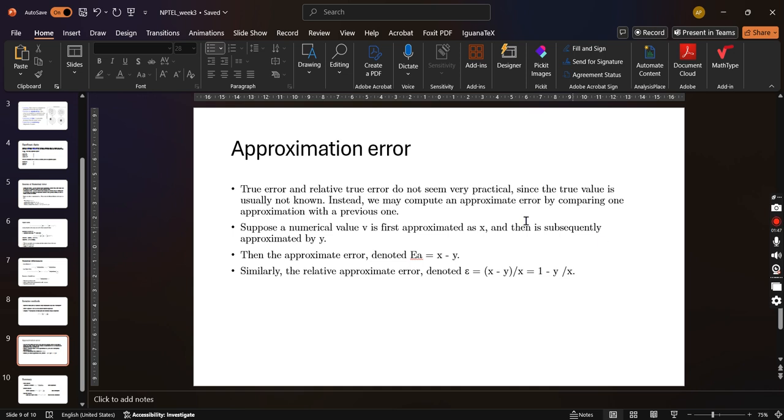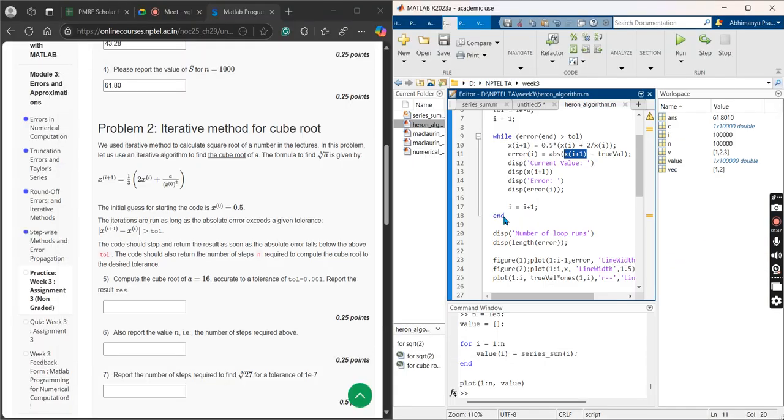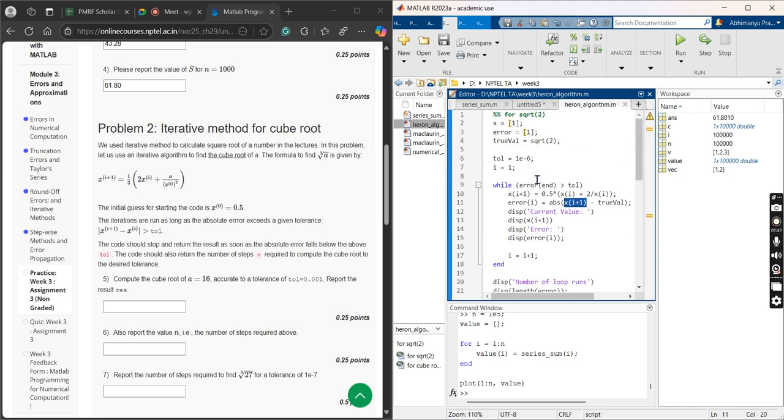This approximate error is usually what is being used in most of these iterative algorithms, because we don't know with certainty what the true value of our function is. So we simply run the algorithm until the difference between the last two calculated values is below a certain threshold or tolerance. Then we take the algorithm as converged, and we exit the loop. Okay. So let us try to do that.